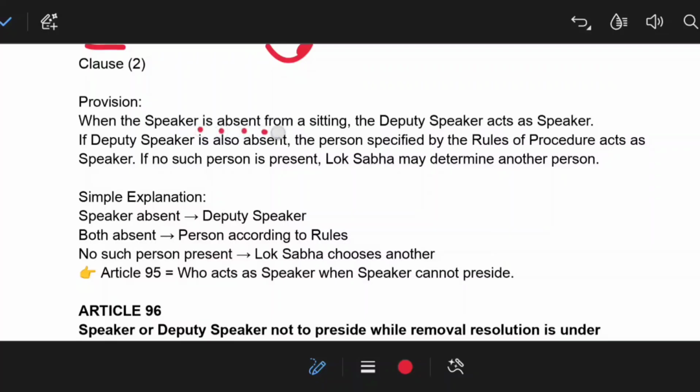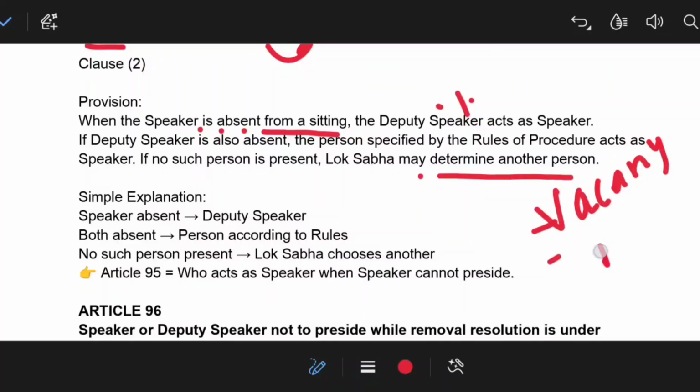When the speaker is absent from a sitting, vacant is different, absent is different, then the deputy speaker acts as the speaker. If the deputy speaker is also absent, then the Lok Sabha may determine another person. So in the first case there was a vacancy, but in the second case there was an absence. So the distinction should be kept in mind. In the case of vacancy, the president will decide who will perform the duty of the speaker and the deputy speaker. But when absent, the Lok Sabha will choose one member among its members, and that member will perform the duty of the speaker and deputy speaker. That is the simple meaning.